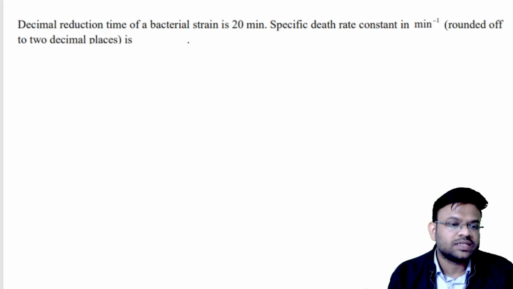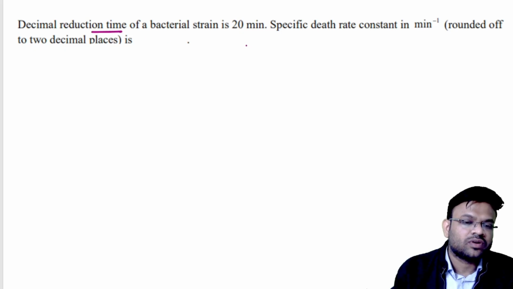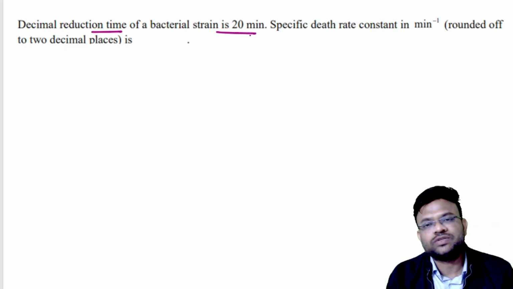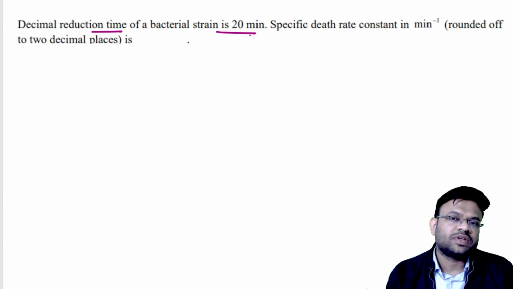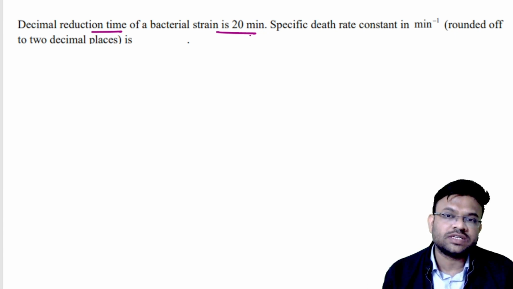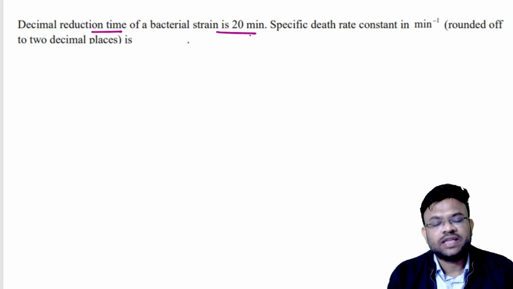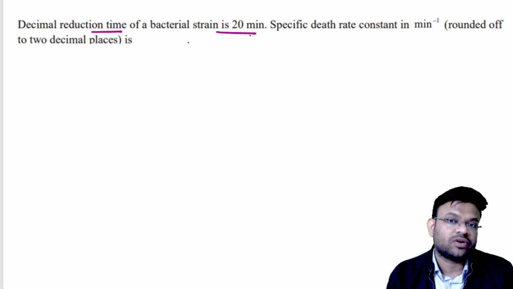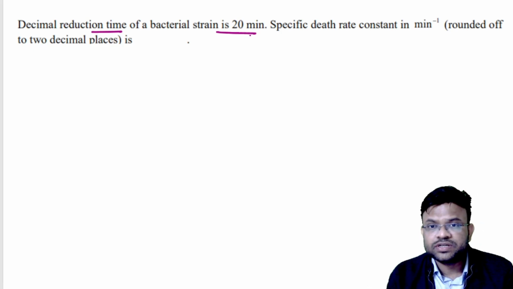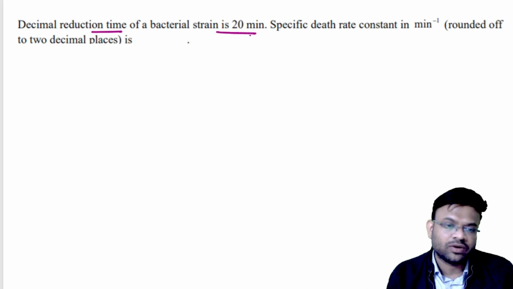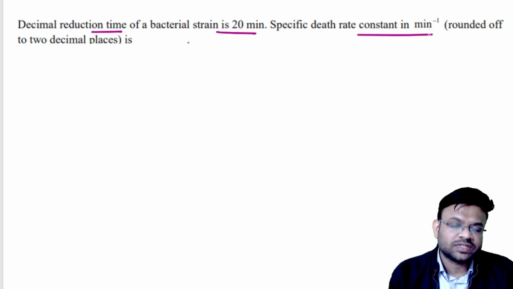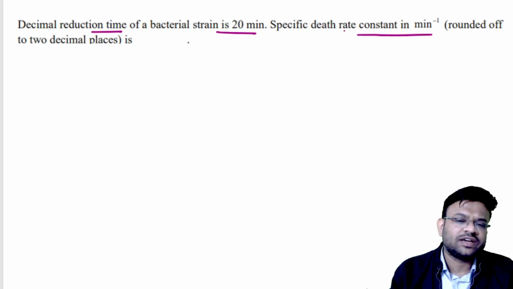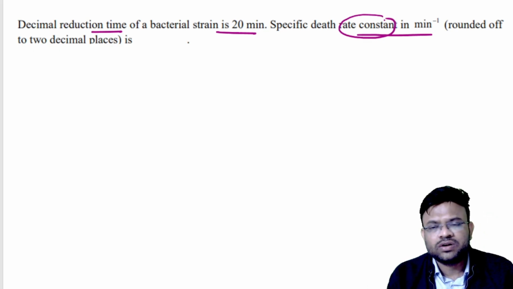In this question you can see that the decimal reduction time of the bacterial strain has been given to you as 20 minutes. Now remember that in the previous bioprocess engineering session that I had organized, I had told you that decimal reduction time questions are asked a lot. So you should pay special attention to these questions and practice them a lot. Now the specific death rate constant in per minute, basically this is the KD value that they are asking you, or the rate constant.